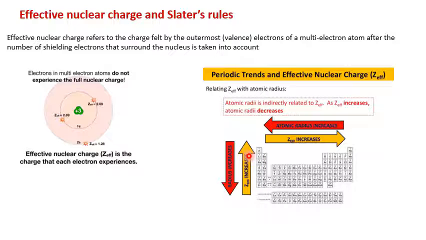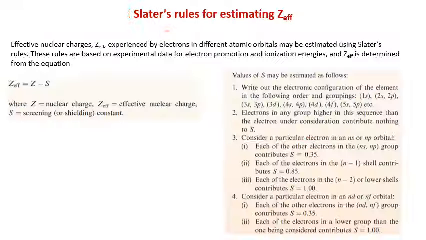So basically, the effective nuclear charge has an inverse relation to the atomic radius. As Z effective increases, atomic radius decreases. So this is basically the correlation. When the effective nuclear charge increases, it means that the outermost electrons are tightly held by the nucleus, and automatically the atomic radius decreases. This is the general trend.